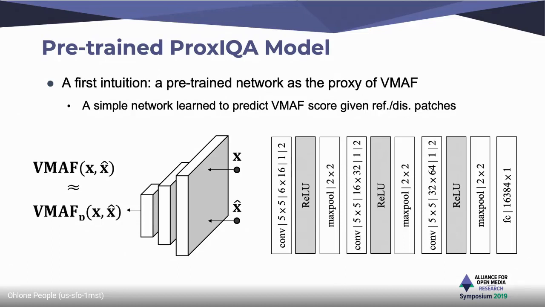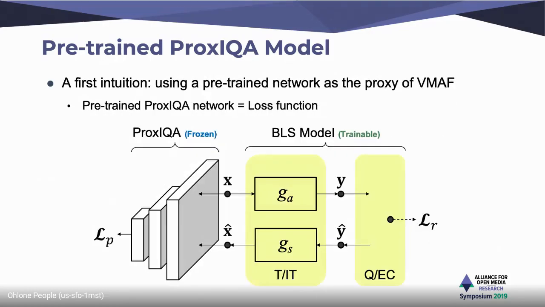So here, basically, I developed a very simple convolutional neural network, and given a pristine image and a distorted image, I can calculate their VMAF score, so I can learn a neural network to predict a VMAF score. On the right-hand side is the network structure, which is quite simple. After I learned this, I just plug this ProxIQA network into the Ballé model, which is the compression network I just introduced, and use it as the distortion term in the loss function.